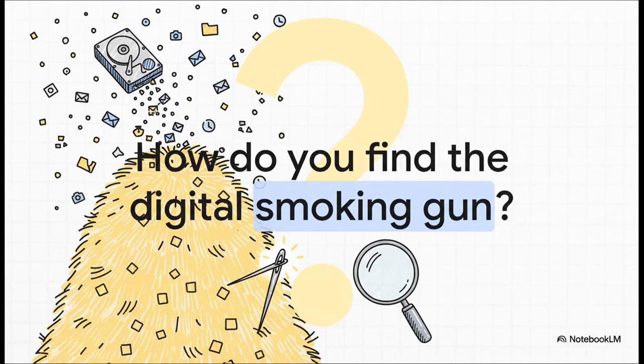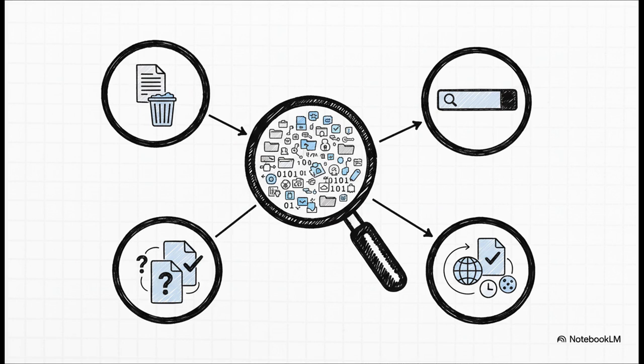But just think about that for a second. A single hard drive can have millions of files. Emails, photos, system logs, web history, even deleted stuff. I mean, where would you even begin? How on earth do you find that one crucial piece of evidence, that digital smoking gun, in a massive haystack of data? Well, this is where the raw power of forensic software really shines.